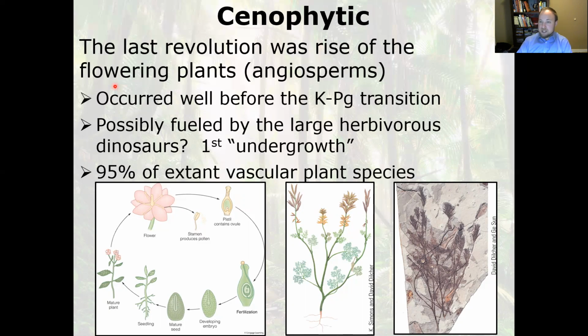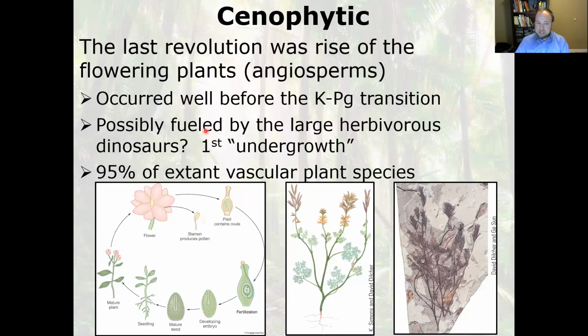Flowering plants develop a lot quicker. They can develop in one growing season, all the way from sprouting to flowering and dispersing their seeds, whereas conifers and cycads and early gymnosperms have to stick around for a while. Think about a pine tree. It takes a long time for a pine tree to get its first cones.